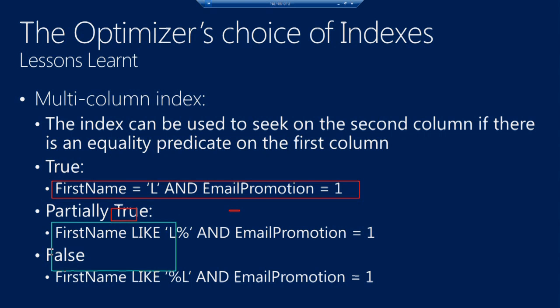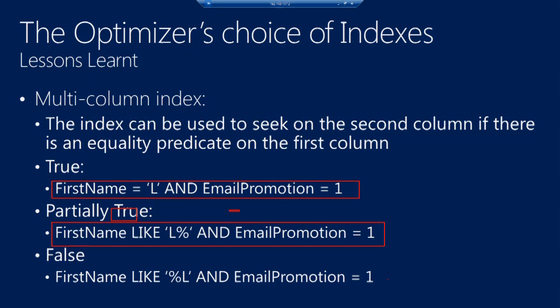In the second case, we say it's partially true. Oops, sorry. First name like L%. This is our example that we ran. The optimizer is actually able to seek on first name, but it is not able to seek on email promotion because first name does not use an equality condition.